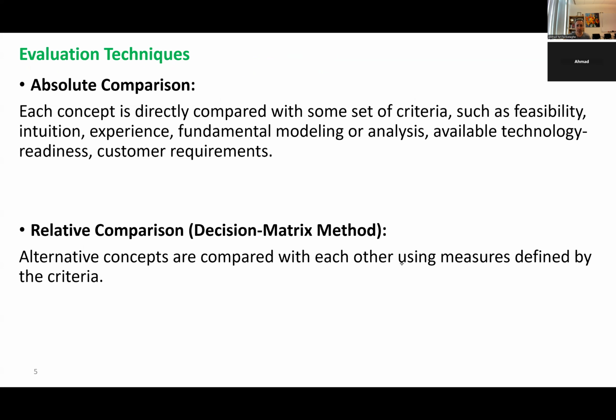One is an absolute comparison, meaning that we just compare a concept with a set of criteria. We'll look at feasibility, our intuition, experience, decisions based on modeling or analysis. Or we'll look at the available technology or technology readiness, maybe customer requirements, maybe they don't like a concept. And the other is relative comparison, which is also known as the decision matrix method, in which we compare concepts with each other.